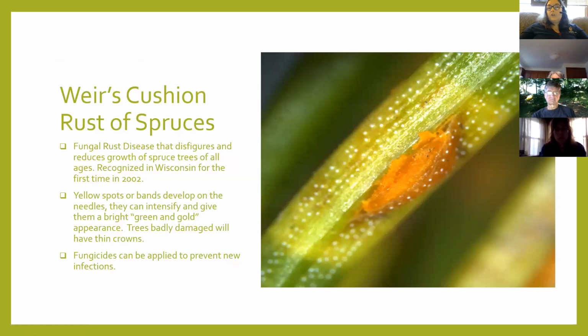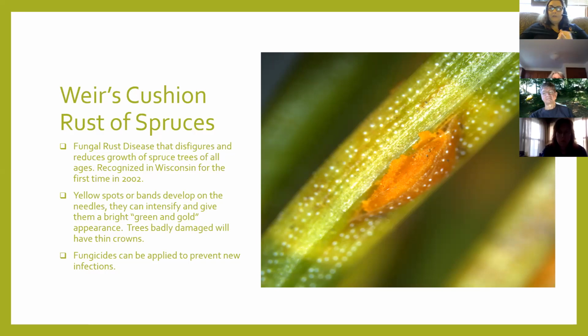So then Weir's cushion rust of spruces. This is a fungal rust disease. It disfigures and reduces the growth of spruce trees. This was recognized in Wisconsin for the first time in 2002. So it's a fairly new disease that was recognized in Wisconsin. Not very common, but it's at least important to be aware of.